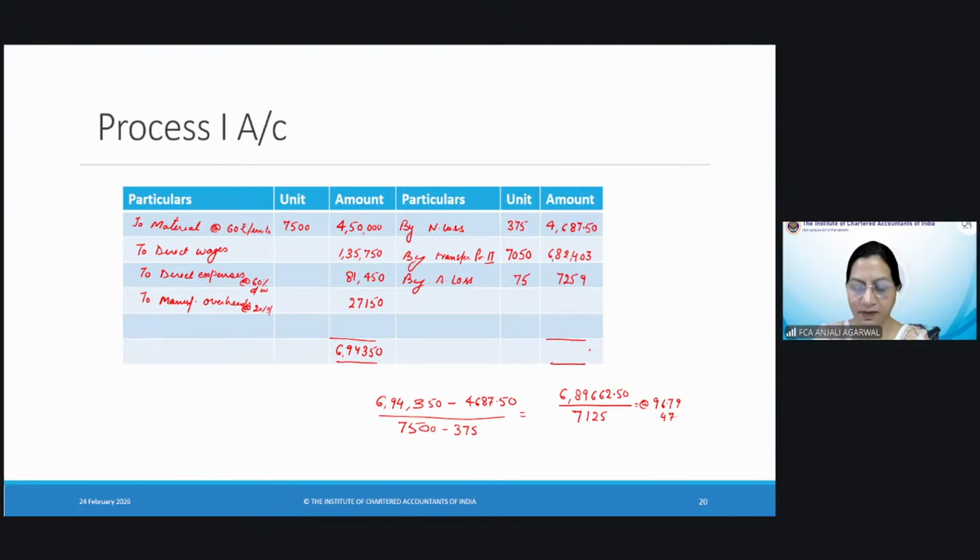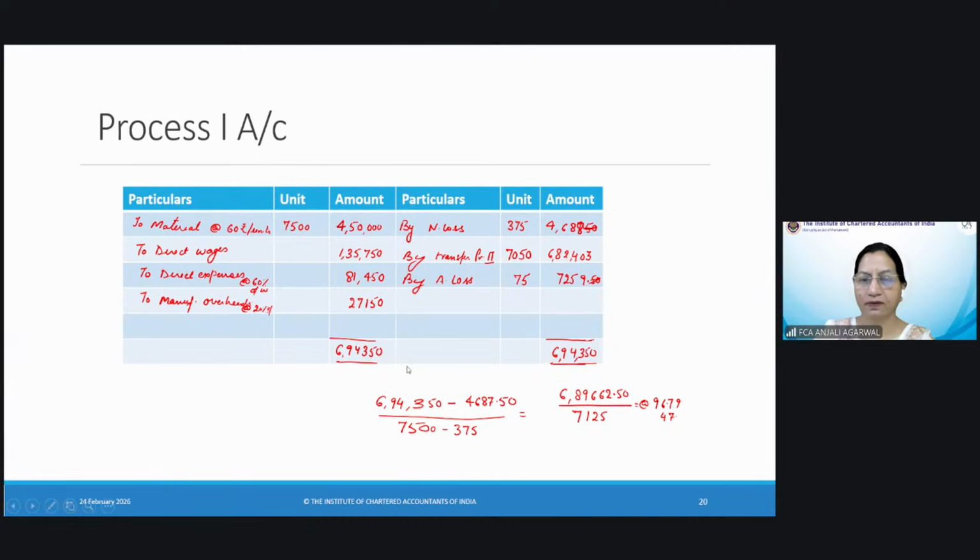6,94,350 minus 4687.50 minus 682,403 is 7259.50. Okay. If I had kept this at 88, this would have become 7259. So round off all money in absolute rupee, you can do that. This will also give you the same result, with a slight difference, which you can adjust for the rounding of figures.